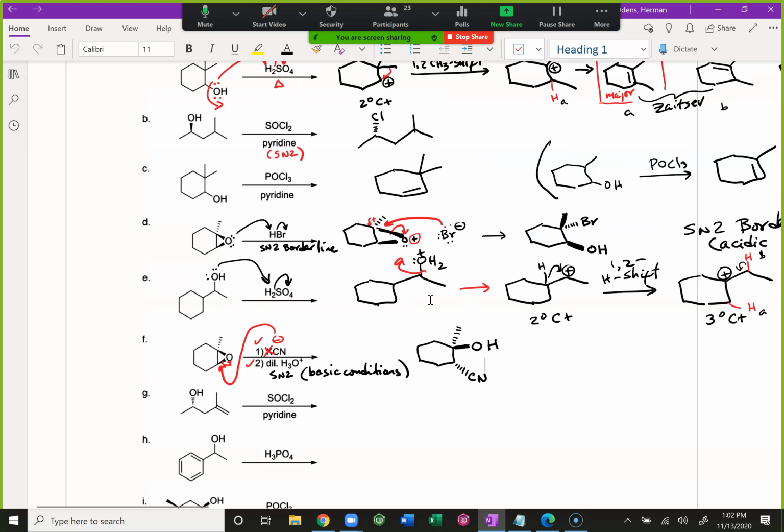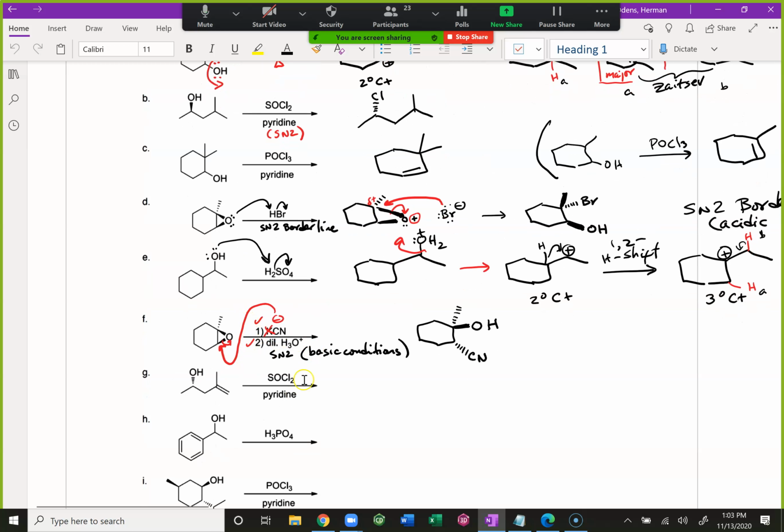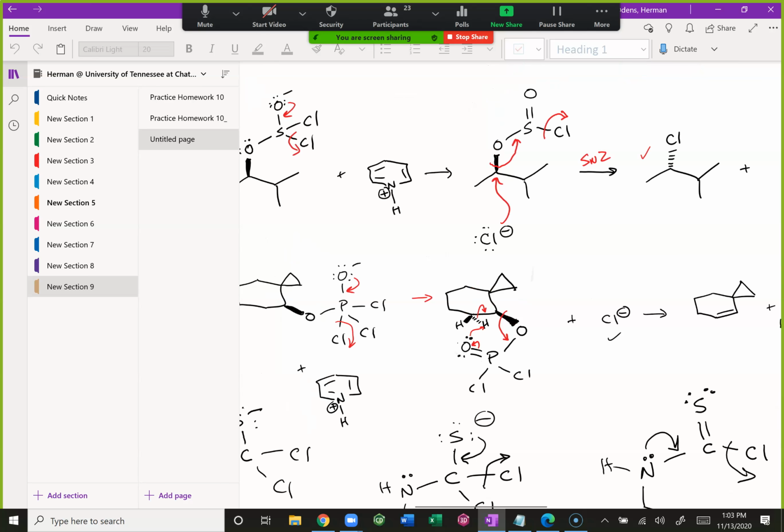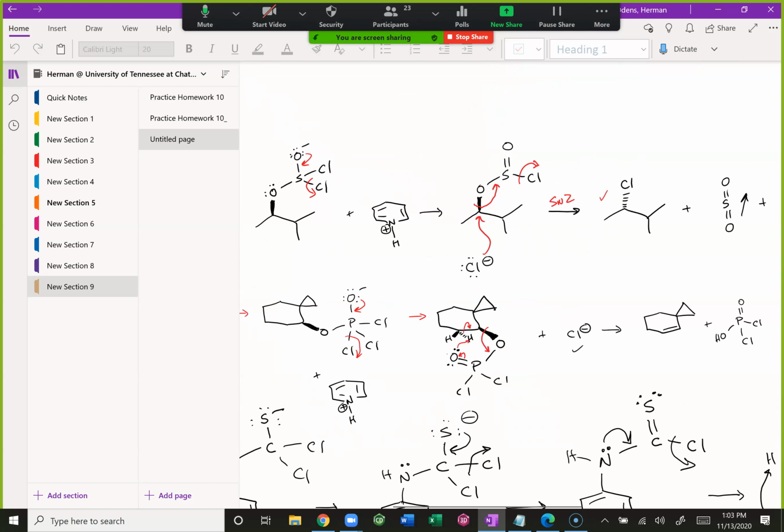So last time when we met, we talked about the use of thionyl chloride, and that is an SN2. That's a pure SN2 reaction with inversion of configuration. And it's an SN2 because the chlorine right here does the SN2 attack. All right, so let's go back over here.